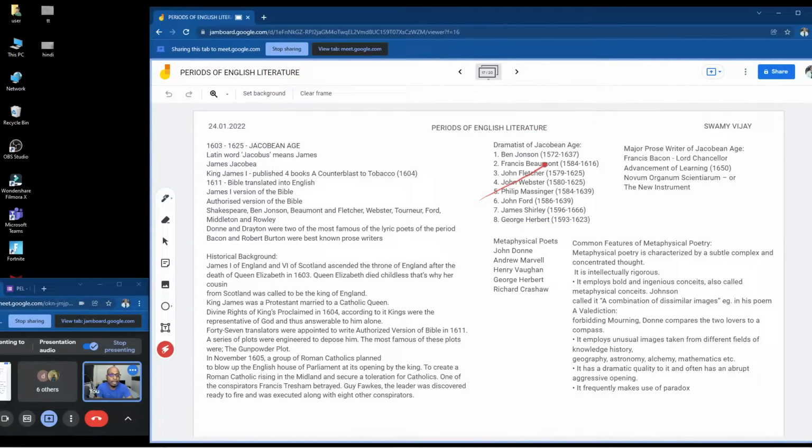There were a few dramatists of the Jacobean age. See, if you see here, Shakespeare is not considered under the dramatists of the Jacobean age, he is considered under the Elizabethan age. So who are those dramatists of the Jacobean age? Ben Jonson. After Shakespeare, Ben Jonson is considered a very prominent figure in English literature, and then Francis, then John Fletcher, John Webster, Philip, John Ford, James Shirley, and George Herbert. So these were the dramatists of the Jacobean age.